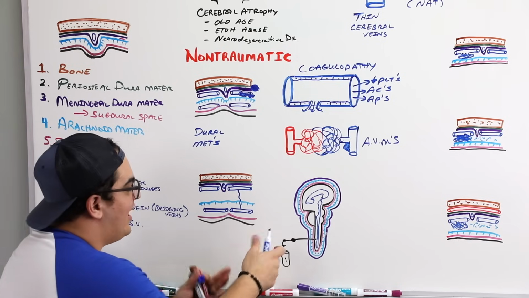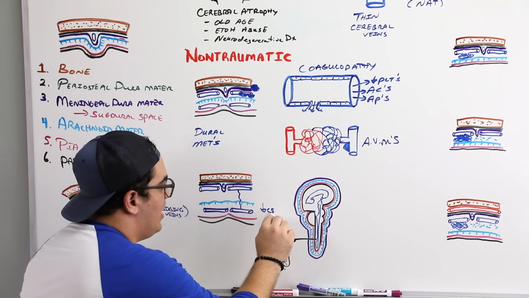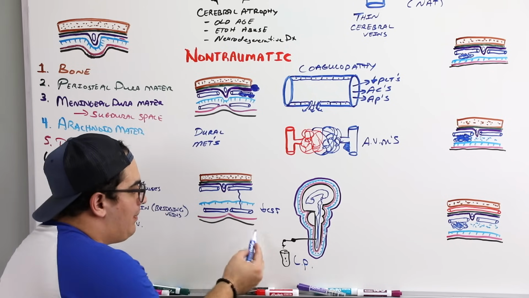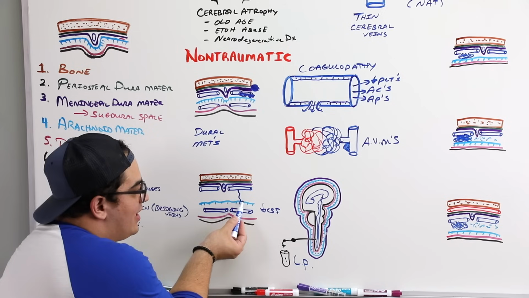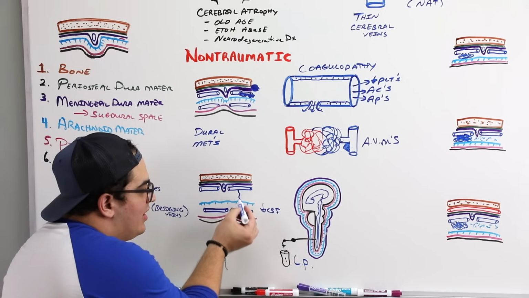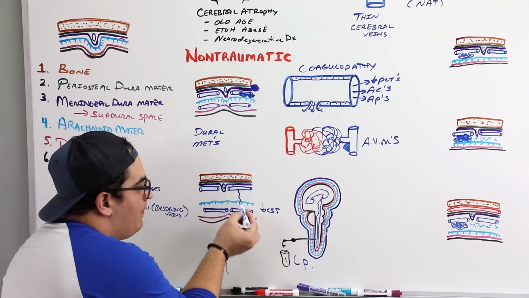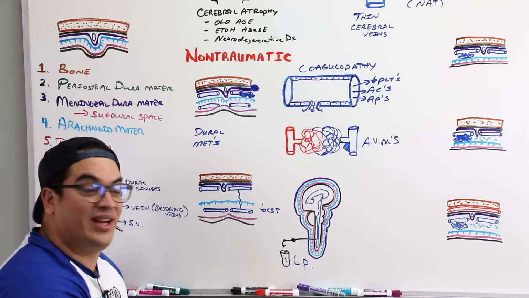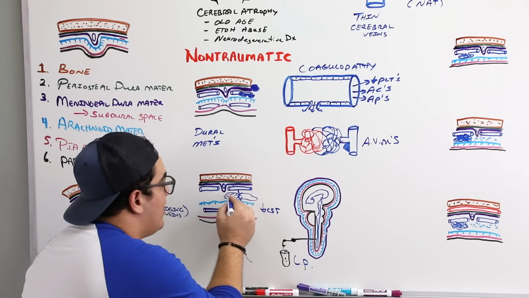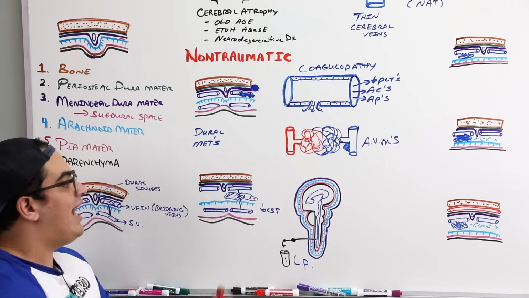If you drop the CSF, so now there is a decrease in CSF due to a lumbar puncture, you actually cause this subarachnoid space to collapse a little bit. You cause the distance between the bridging vein and the superficial veins to increase, and that's enough for this to tear and bleed into that subdural space. So that can happen with a lumbar puncture.